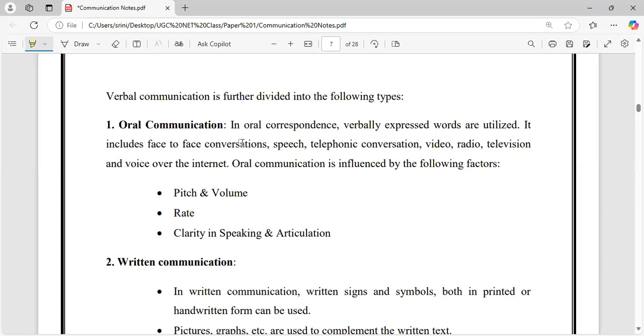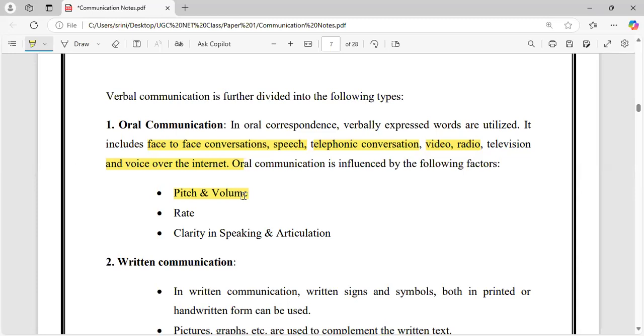It includes face-to-face conversations, speech, telephonic conversations, video, radio, television, and voice over the internet. It can be influenced by pitch and volume, where I am pitching and how much volume I am putting. If I am angry, my volume is much louder. If I am happy, it may also be very high. If I am sad, my volume should be low, like that.